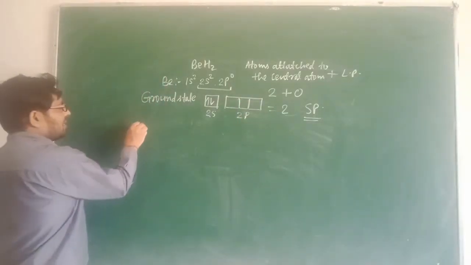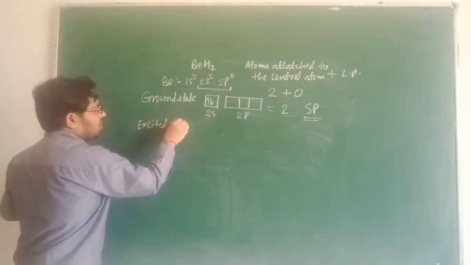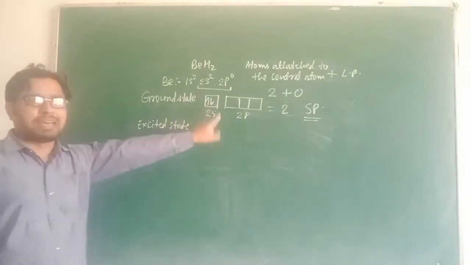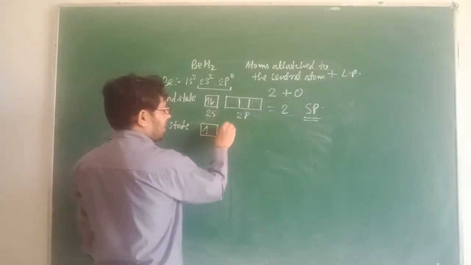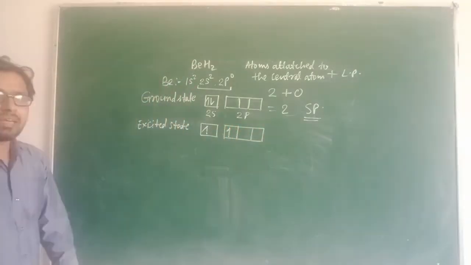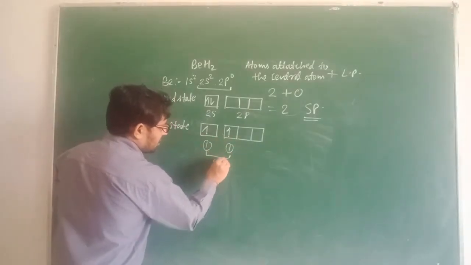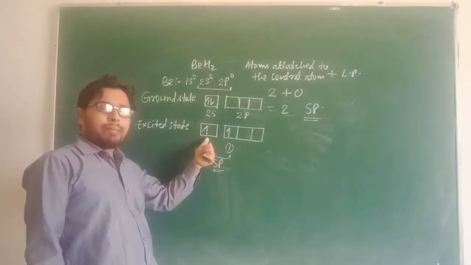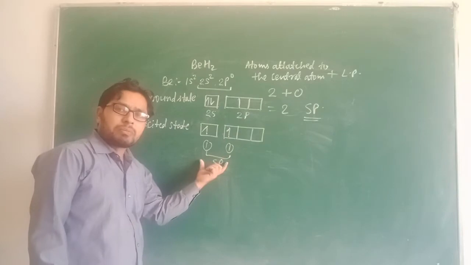Now in the excited state, what will happen? One electron from the s orbital is going to be excited when we provide energy, and it enters the p orbital. So one electron is here, and one electron from here gets the energy and enters the p orbital. Here you can see one s orbital and one p orbital, so that means this is sp hybridization. This is the other way to find out the hybridization. One s hybrid orbital and one p hybrid orbital, so one s and one p give us sp hybridization.